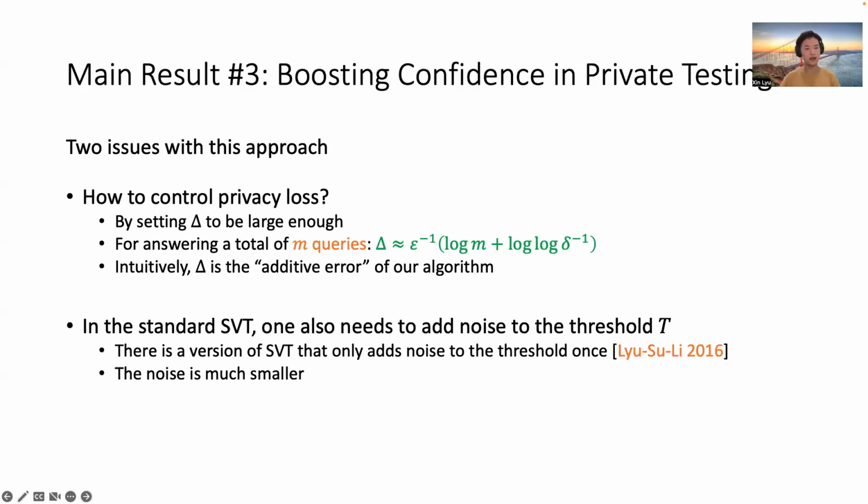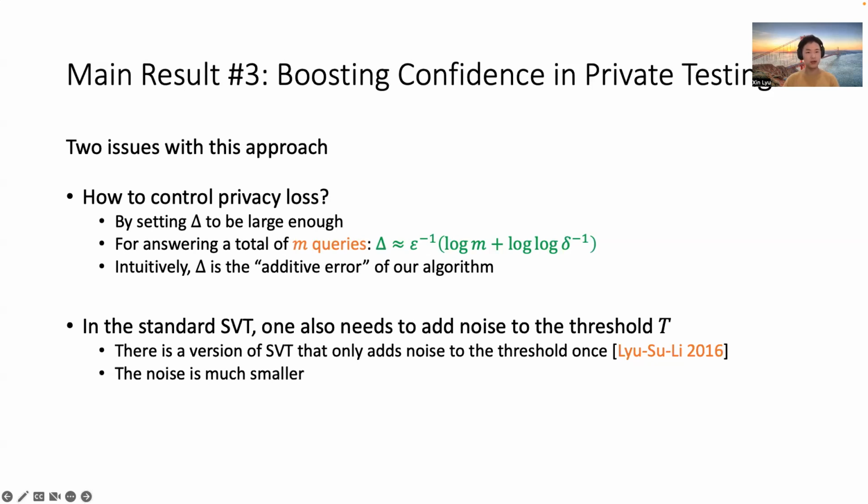The second issue is that in the standard SVT, one also needs to add noise to the threshold t. And so one can think that if the noise added to the threshold is already large enough, then it does not make much sense to do this back and forth testing.